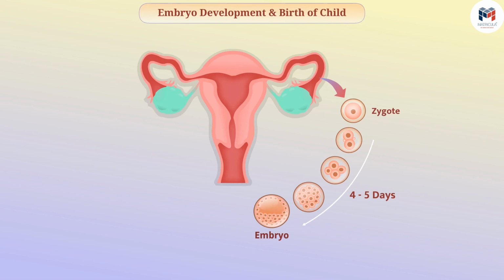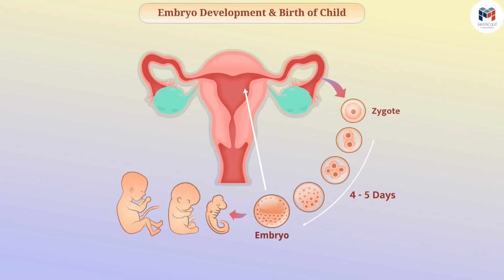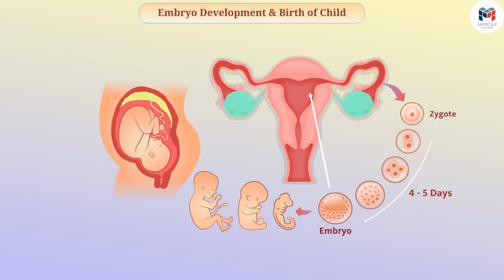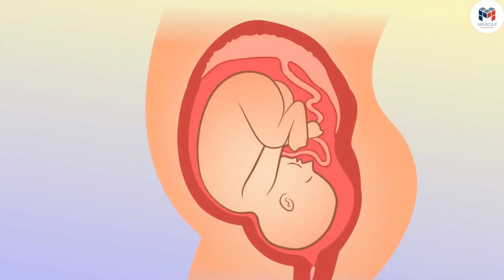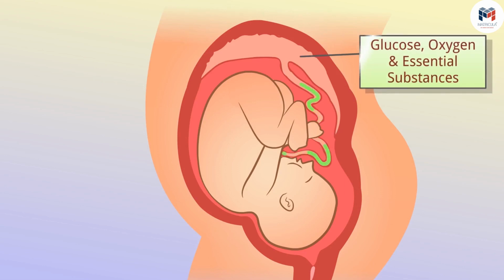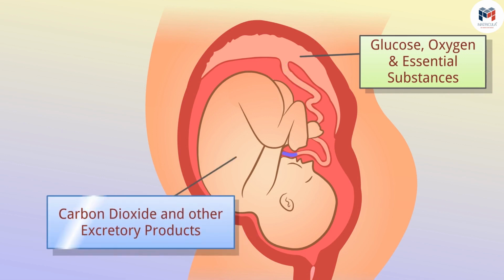This embryo attaches to the uterine wall where it develops. For this, a disc-like structure is developed in the wall of the uterus, which is called the placenta. The placenta is attached to the embryo by the umbilical cord. With the help of the umbilical cord, the placenta supplies glucose, oxygen, and essential substances to the fetus. Similarly, it removes carbon dioxide and other excretory products produced by the fetus.